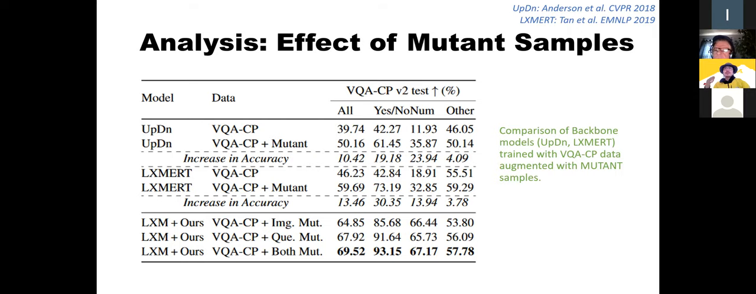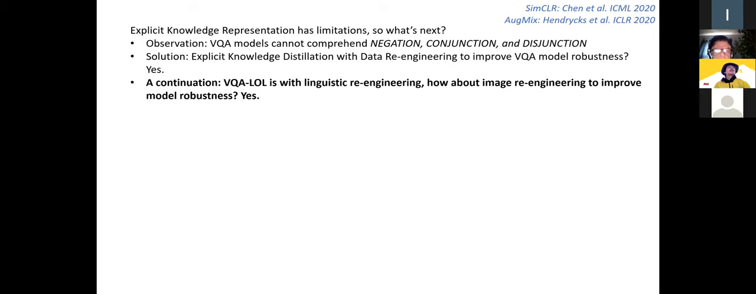The question type wise performance is also fairly interesting to look into in this task. Thank you. I think I'm actually running out of time, right? But since I started a bit late, maybe I can have a bit more time. Of course.